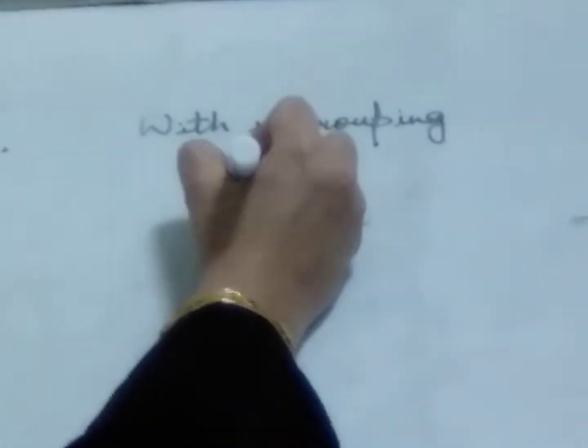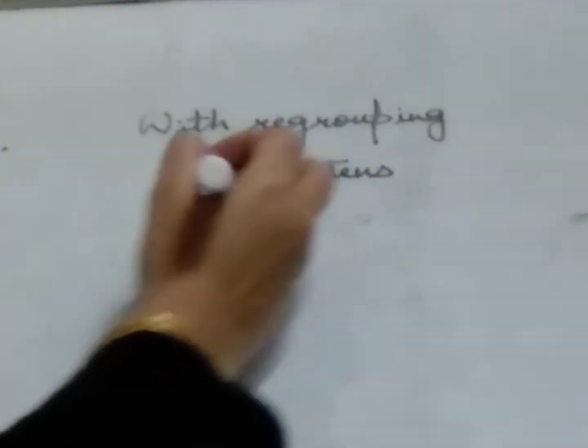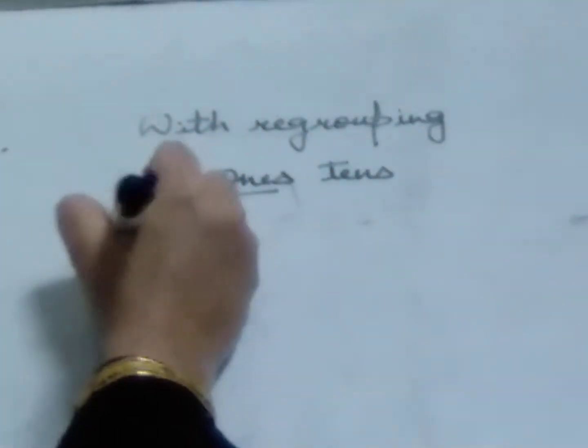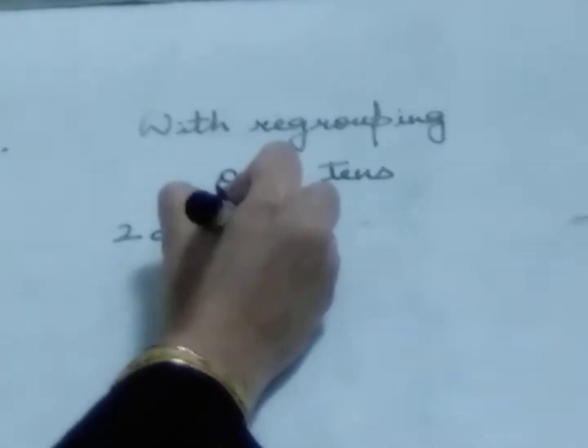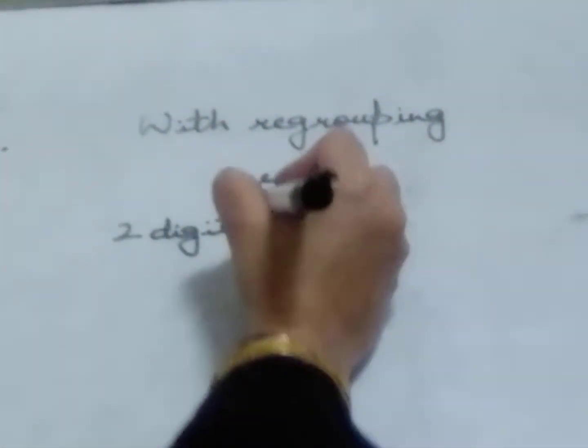Today we will do the multiplication with regrouping. So to do this, arrange the numbers into the columns of the ones and tens. Multiply the ones first. If the product of ones goes into two digits, then regroup.